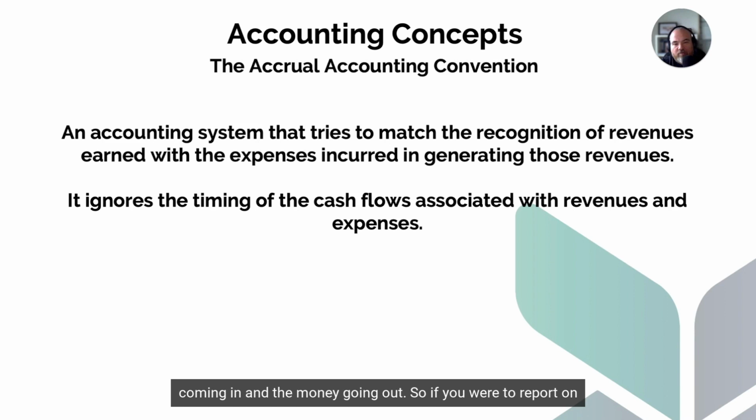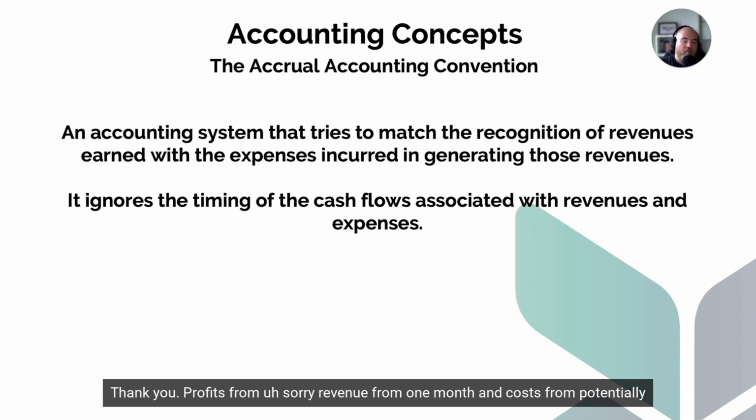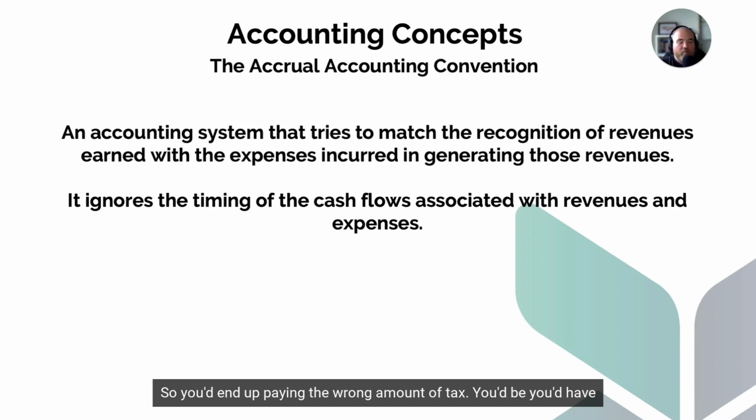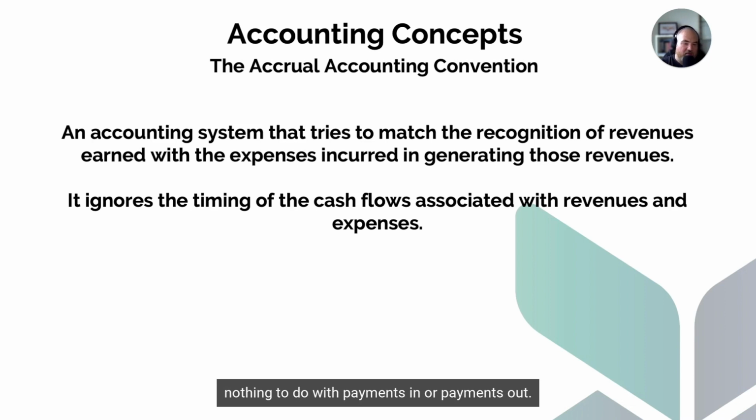If you were to report on the basis of cash in and cash out, you would be reflecting profits from revenue from 1 month and costs from potentially 3 months ago. There'd be massive disparities in your profit calculation, so you'd end up paying the wrong amount of tax. You'd have no basis for decision making because the profit you're showing is nothing like the profit you're actually making. So it's nothing to do with cash flow, nothing to do with payments in or payments out. It's all about recognising the cost of whatever it is you're selling in the same period as the sale takes place, essentially. So I hope that makes sense.